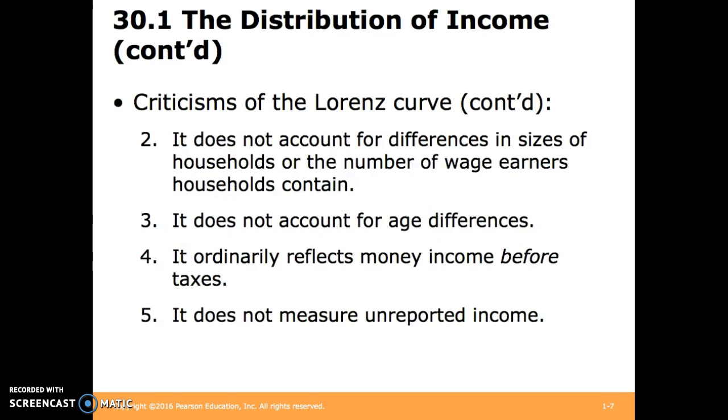Additionally, it does not account for differences in sizes of households or the number of wage earners households contain. It does not account for age differences, and it ordinarily reflects money income before taxes. It does not measure unreported income.